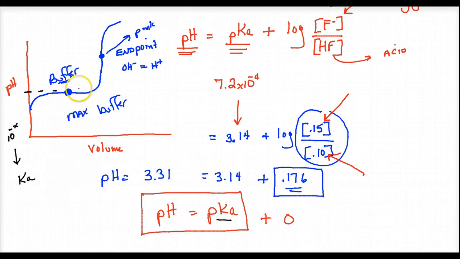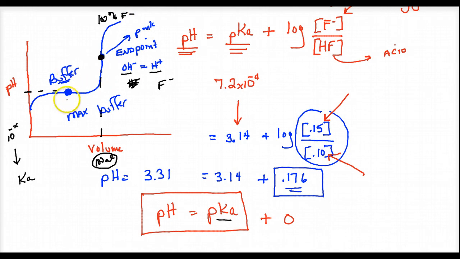Now, we're almost done. How can I find this max buffering position? Well, once I find the endpoint, this position where the hydroxides equal the H plus in our titration, let's pretend this volume right here is 100 milliliters. 100 milliliters would mean at this volume of base that we added to the HF, don't lose sight, this is HF being titrated by the hydroxide. At 100 milliliters, I've completely annihilated all the HF. HF is no longer. All you have is F negative. So 100% at this point right here, 100% F negative.